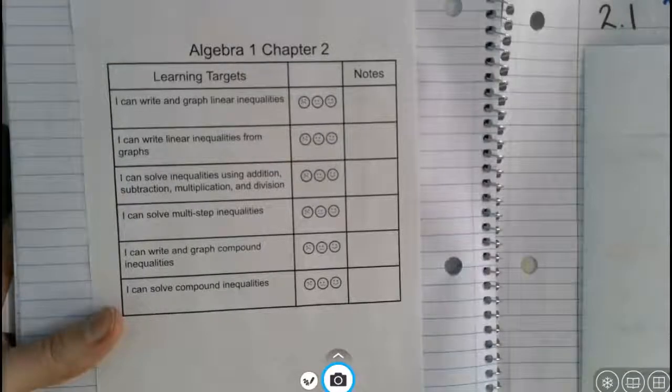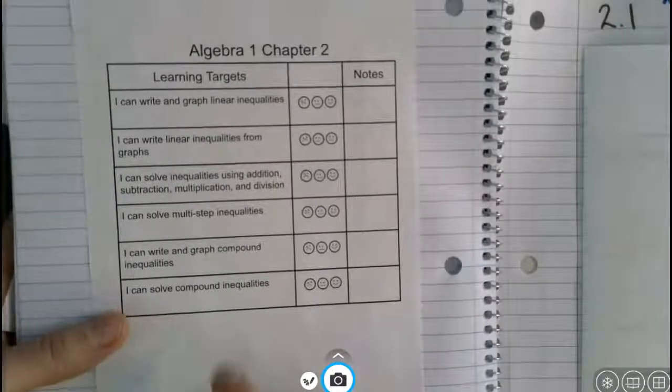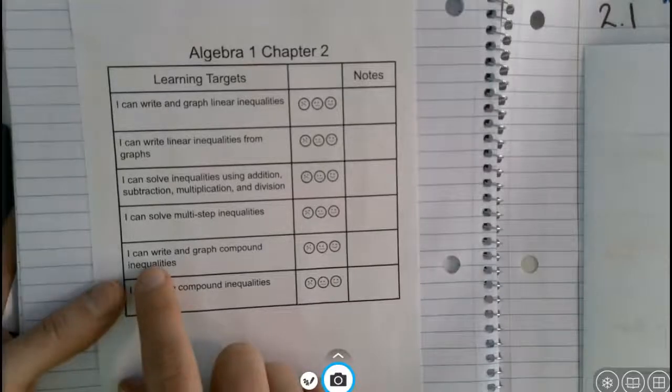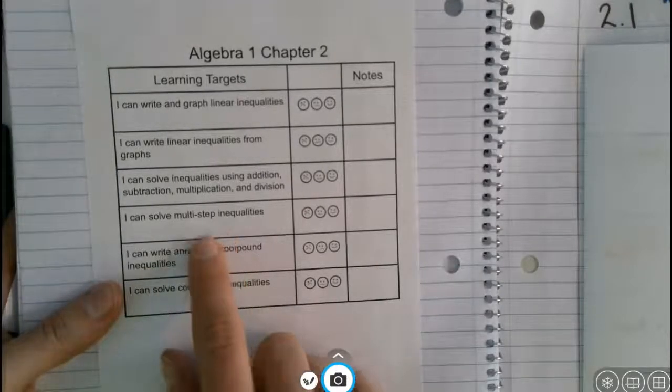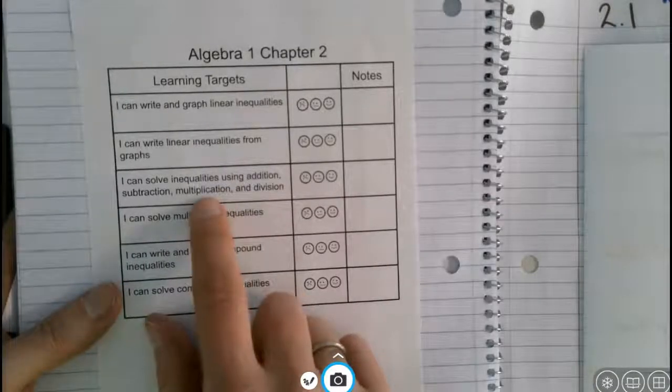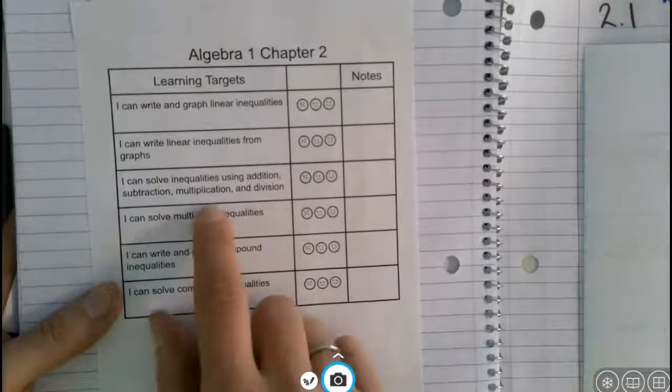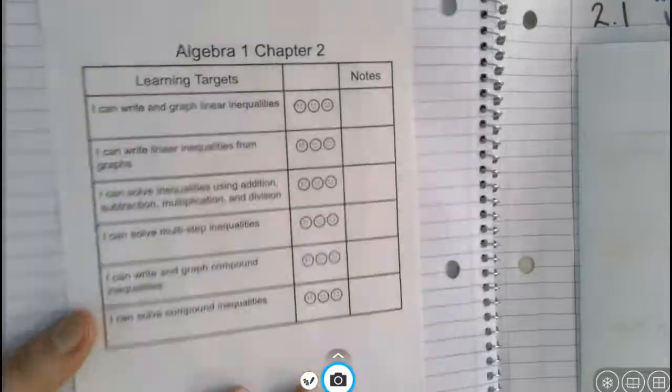All right, here we're looking at our next section in 2.4, and our learning target for today is: I can write and graph multi-step inequalities. We've been looking at just some inequalities using addition, subtraction, multiplication, or division. Now we're going to have more than one step that we have to do.